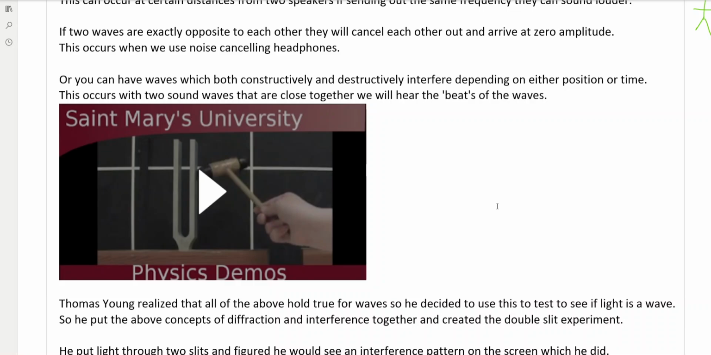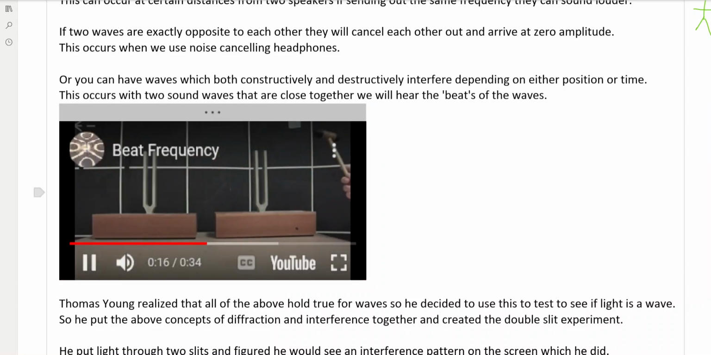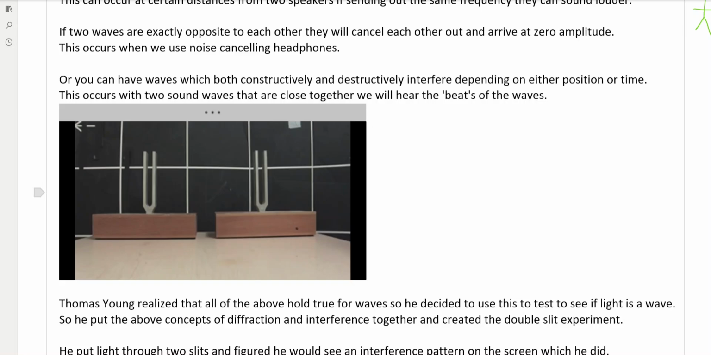You can also have constructively and destructively interfering things happening at the same time. This is called a standing wave. This happens when two sound waves are close together, we start to hear the beat of the wave. So here we're going to listen to the beat of the wave. You can kind of hear the wah wah wah wah sound.